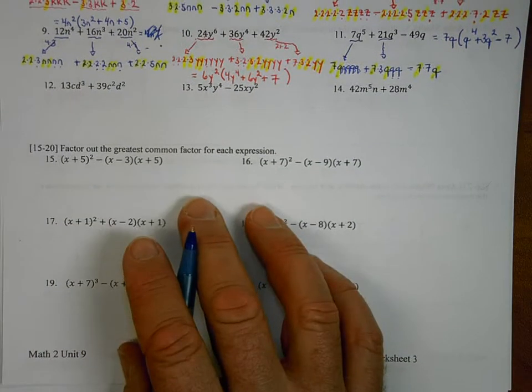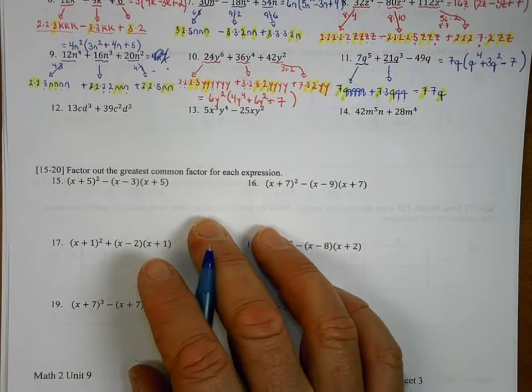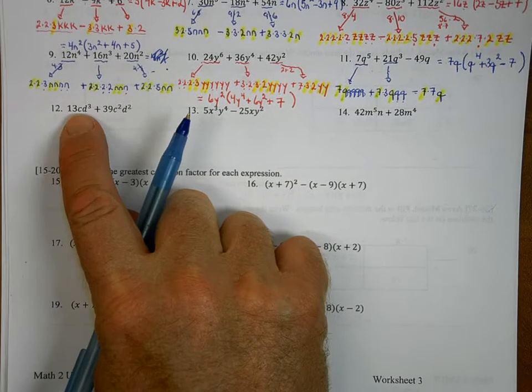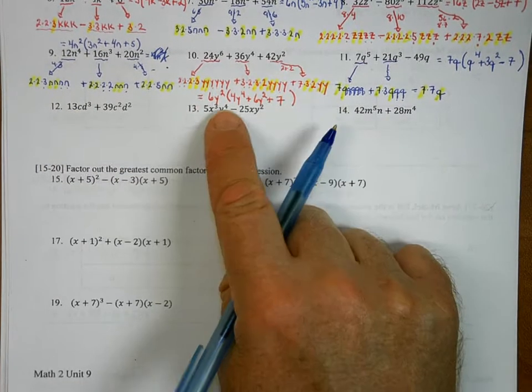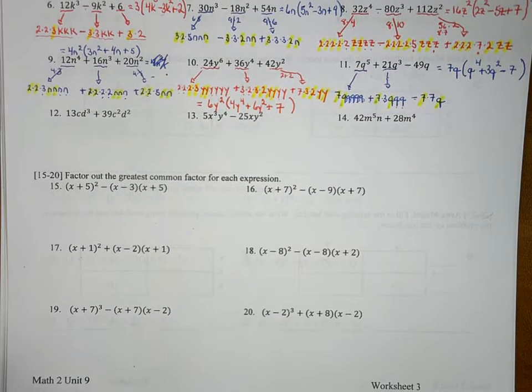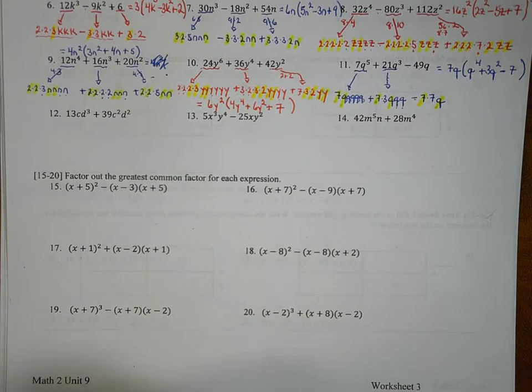Okay, number 12, and 13 and 14, are a little bit different, but really not that much different. The only difference is that we have multiple variables, C's and D's, X's and Y's, M's and N's. No big deal. We're going to do it the same way. You'll see how we do it.